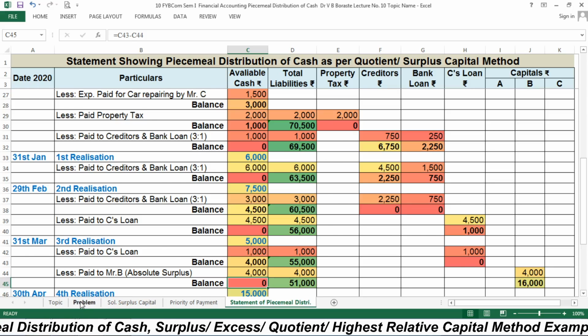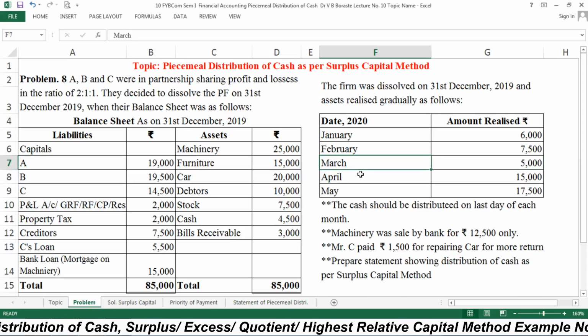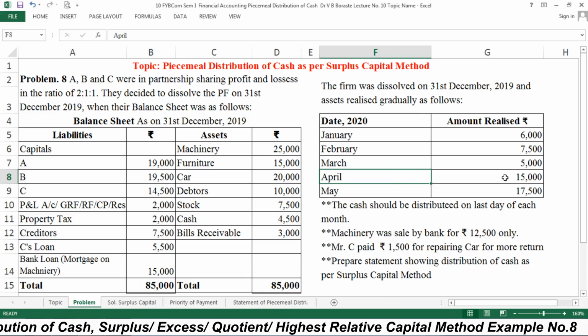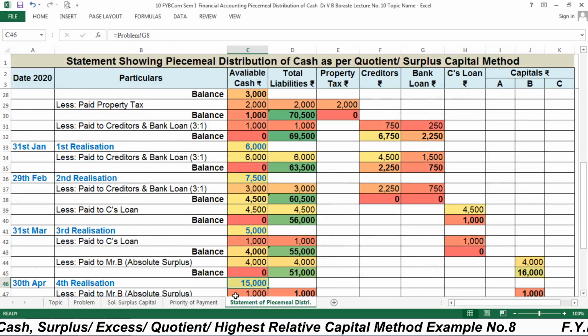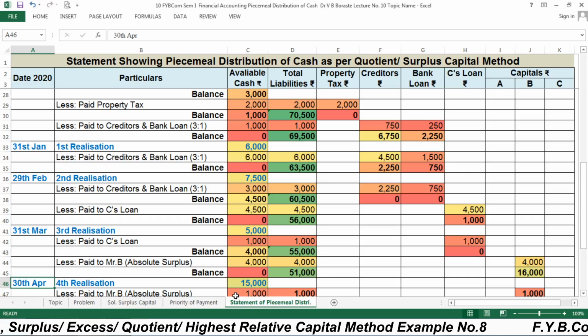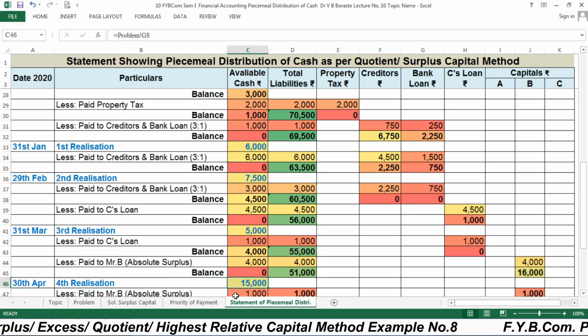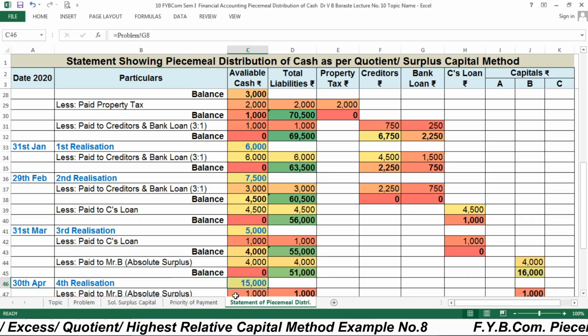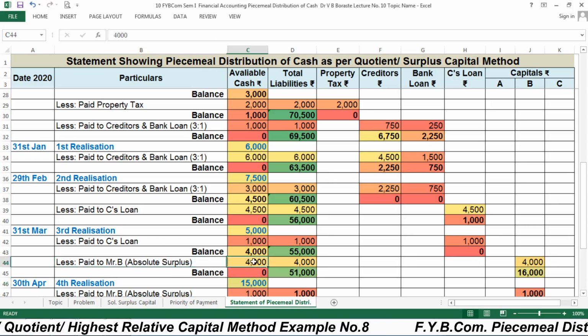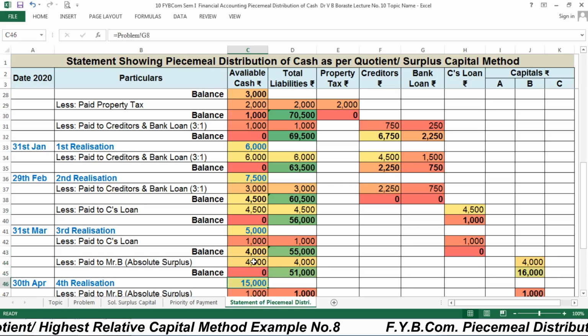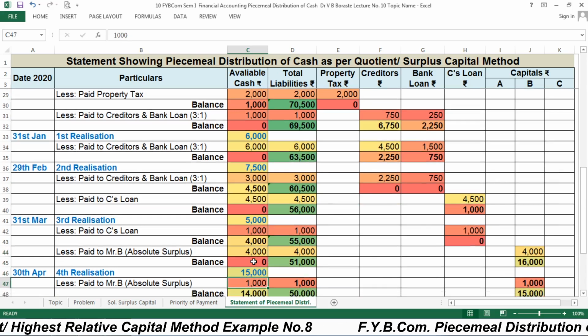So we have to call our next realization, that is realization number 4 in the April month, that is 15,000. So realization number 4, fourth realization on 30th April, 15,000. First of all, we have to pay 1,000 as an absolute surplus. As only 4,000 was paid, now still we have to pay 1,000 to Mr. B as an absolute surplus.